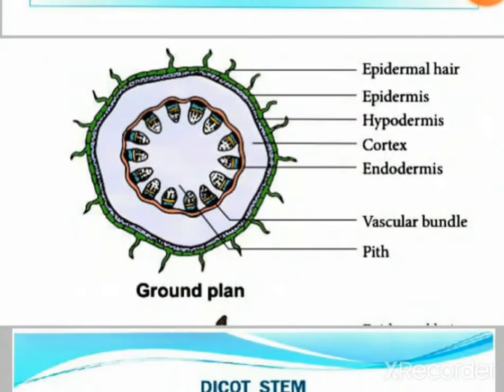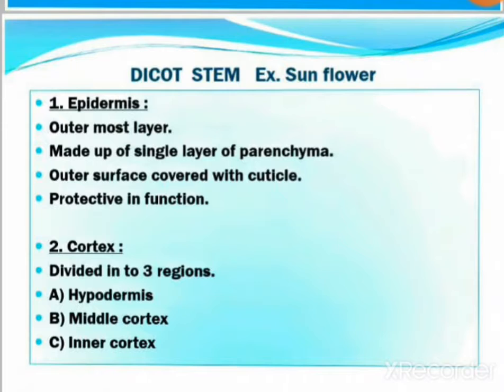Okay, first, epidermis. Epidermis is the outermost layer and it is made up of single layer of parenchyma cells. It looks like our skin and it is protective in nature. The outer surface of epidermis is covered with cuticle. Cuticle checks transpiration.